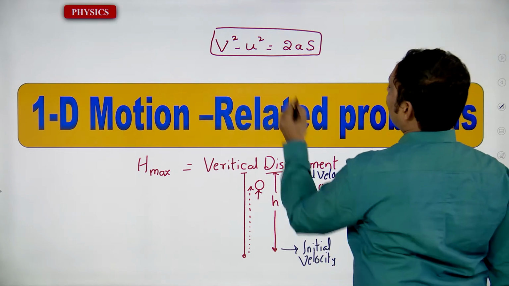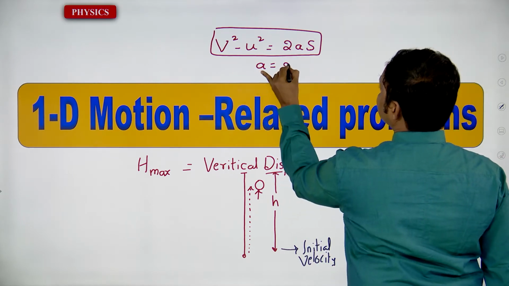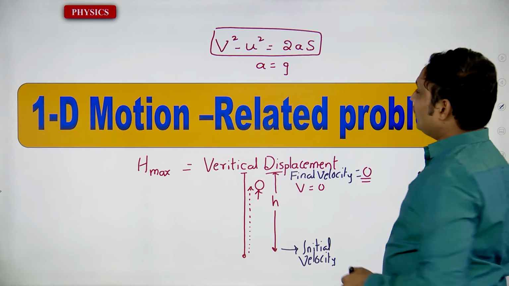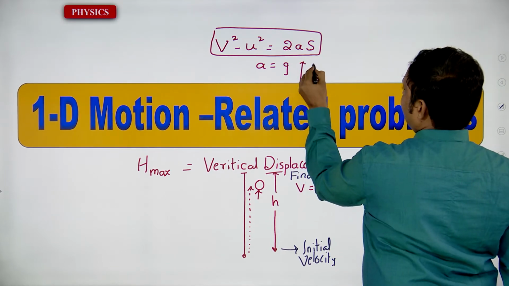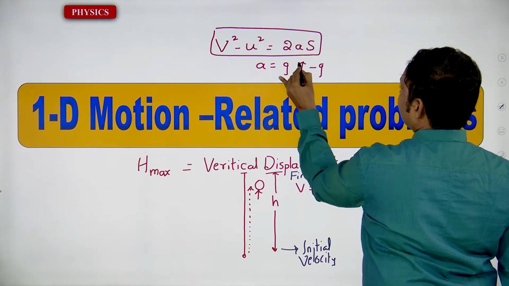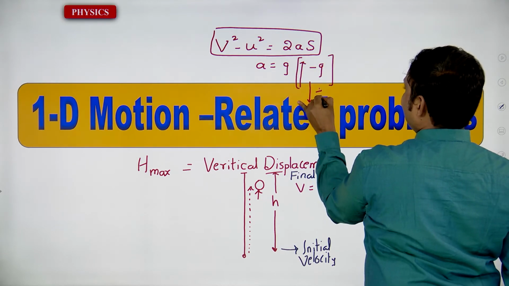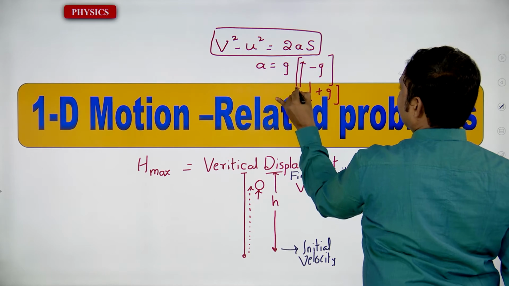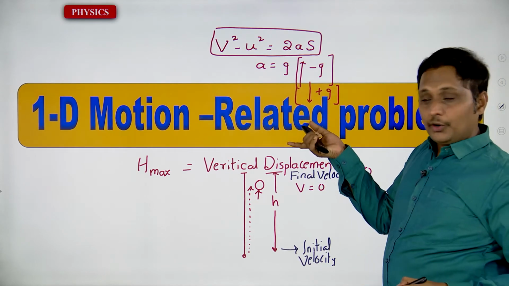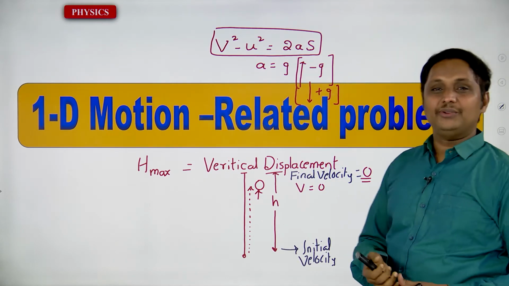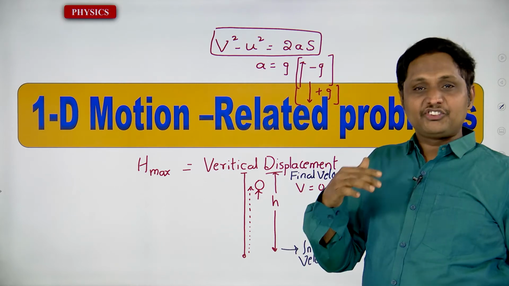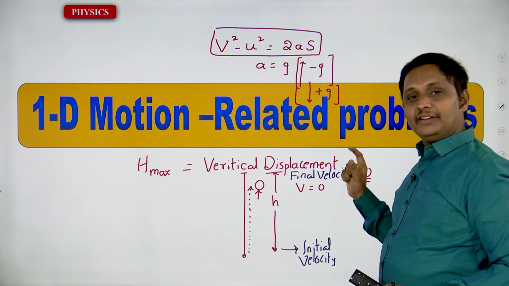Here we take a equals g. It's going to be minus g, or plus g. In case of a projected body, you have to take the negative sign, which is against the acceleration due to gravity. It's very clear.